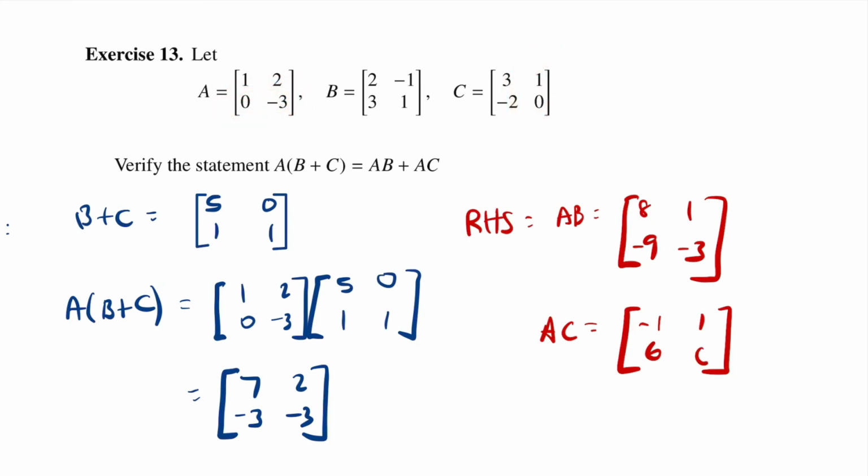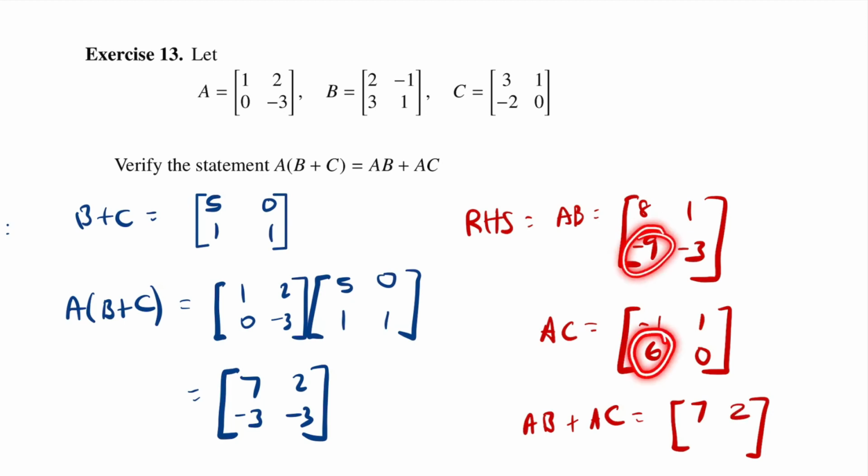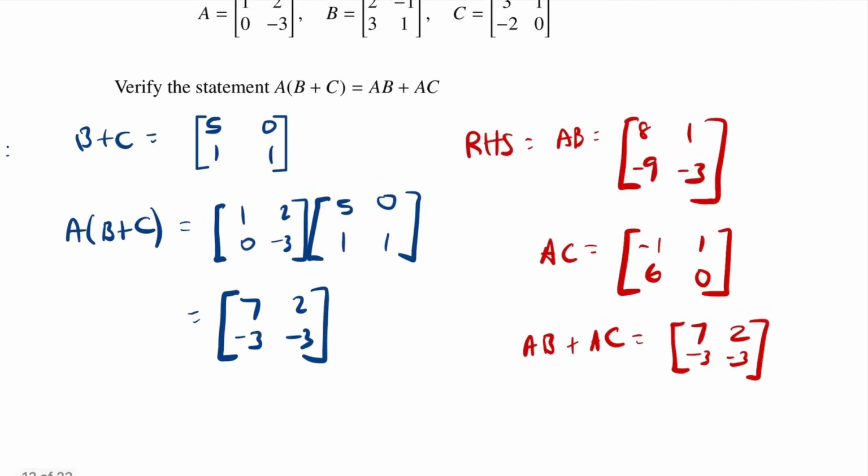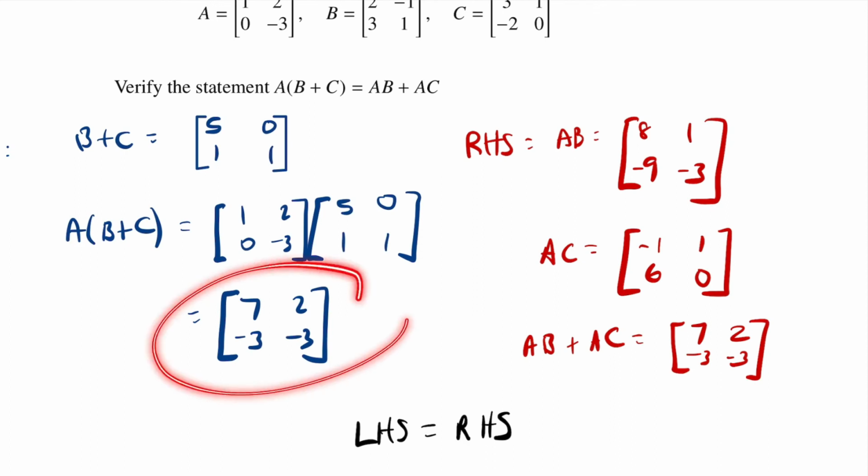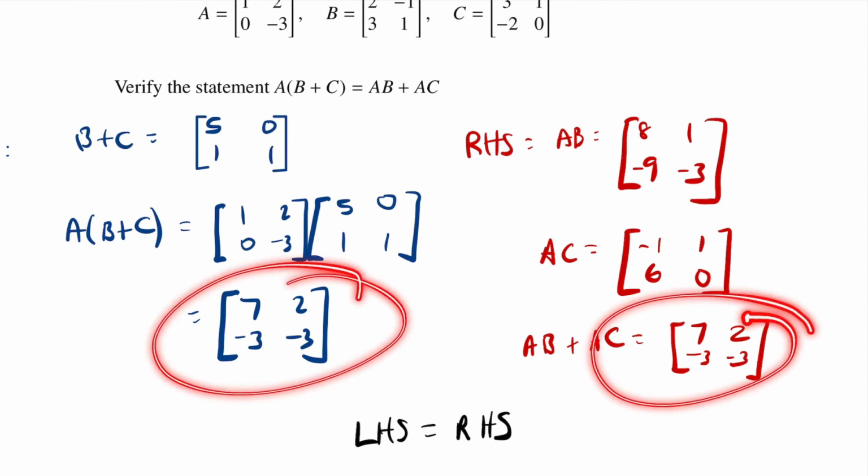All right, now we have to add those two together. So 8 minus 1 is 7. 1 plus 1 is 2. Negative 9 plus 6 is negative 3. And negative 3 plus 0 is negative 3. As you can see now, the left-hand side equals the right-hand side. So we just verified that the left-hand side does indeed equal the right-hand side.